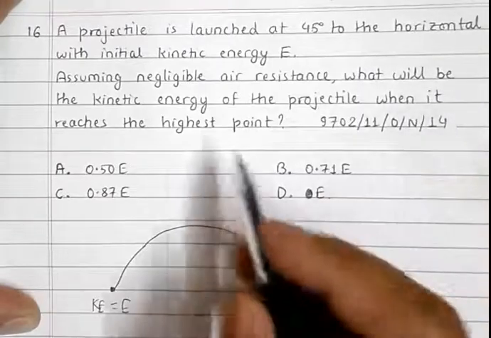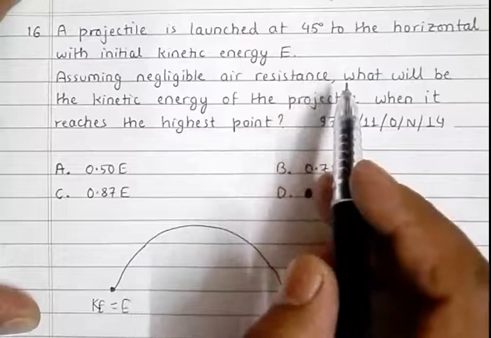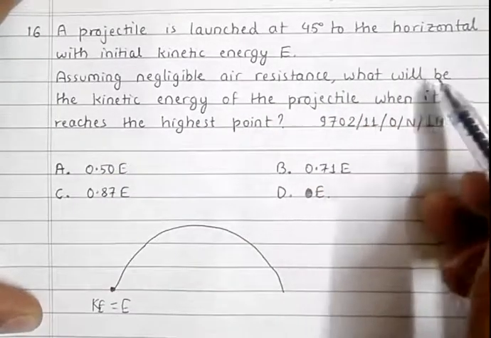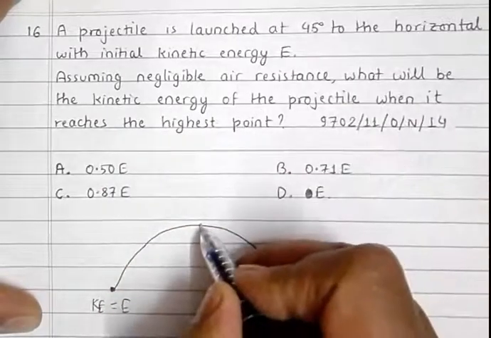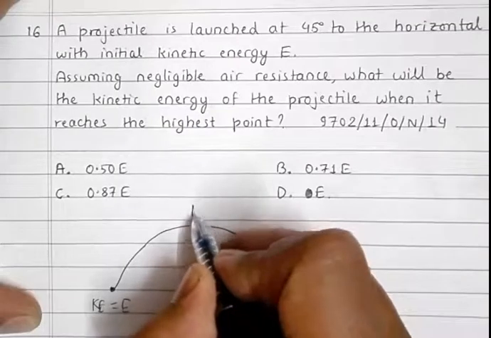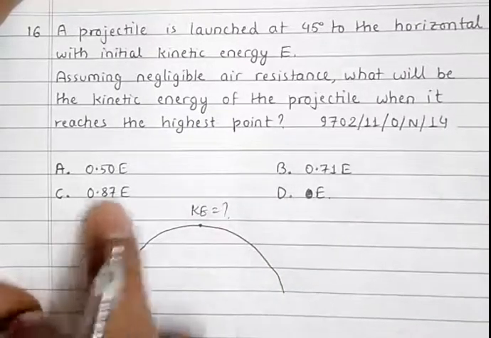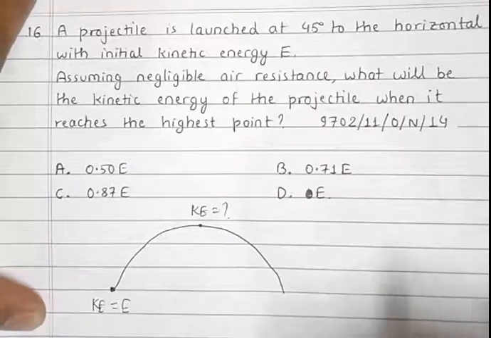Now the question asks that, assuming negligible air resistance, that means it is a pure projectile without any air resistance, what will be the kinetic energy of the projectile when it is at the highest point? So we have to find the kinetic energy here. So the choices are A, B, C, D. One is 0.5, one is 0.71, one is 0.87 and the other is total E.